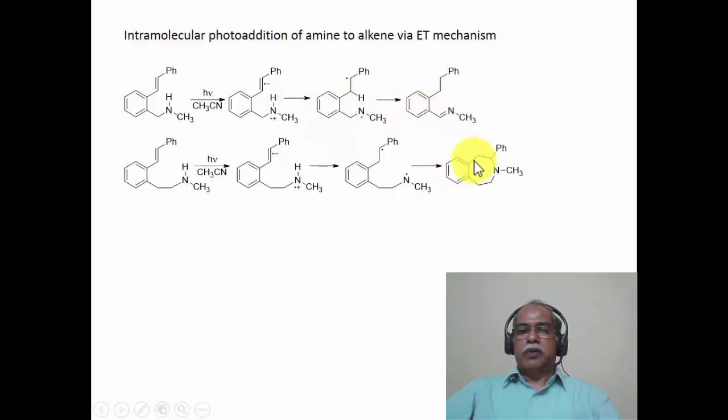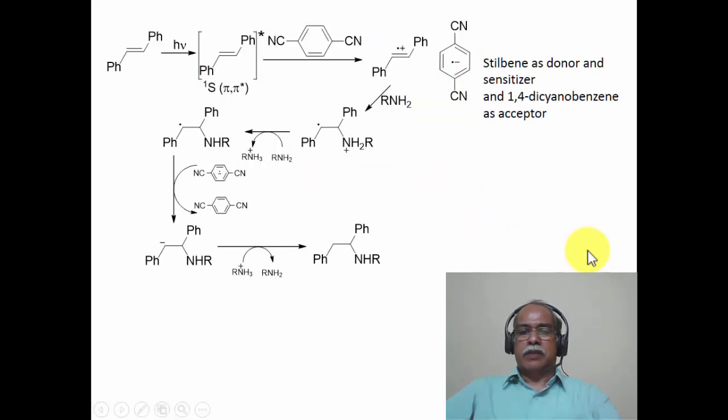Now there is another mechanism that can operate. If the stilbene is excited, for example, in the presence of a dicyanobenzene as an acceptor, then the electron transfer process will be between the stilbene and the dicyanobenzene as the acceptor in this particular case. In other words, stilbene is donor as well as a sensitizer here. 1,4-dicyanobenzene is the acceptor here. So the excitation process takes place to give the stilbene excited state, the S1 state of this stilbene.